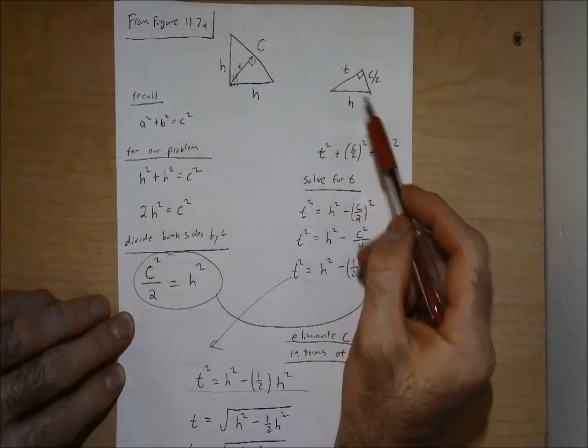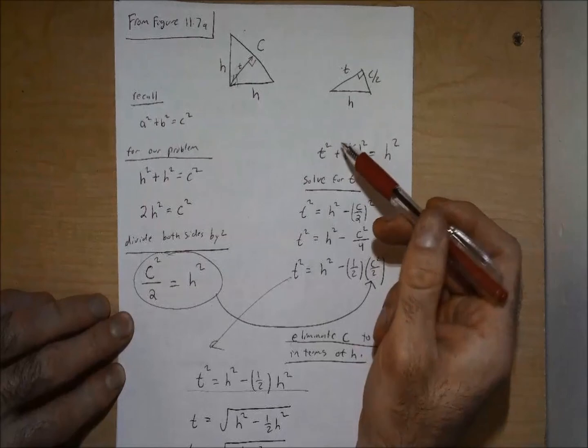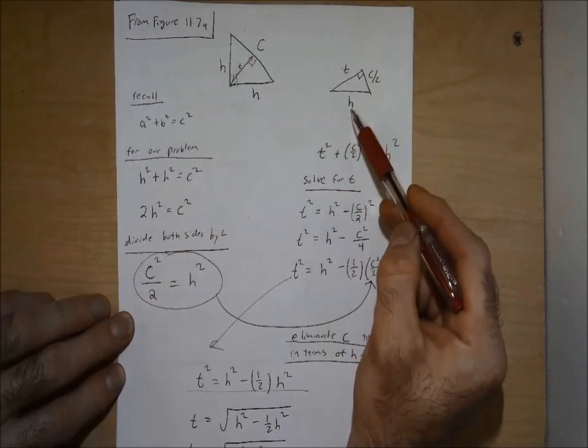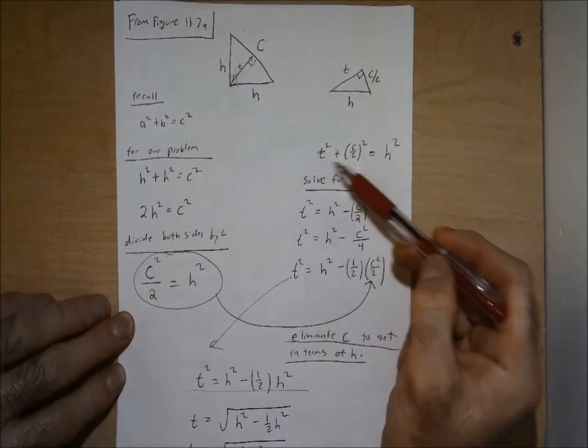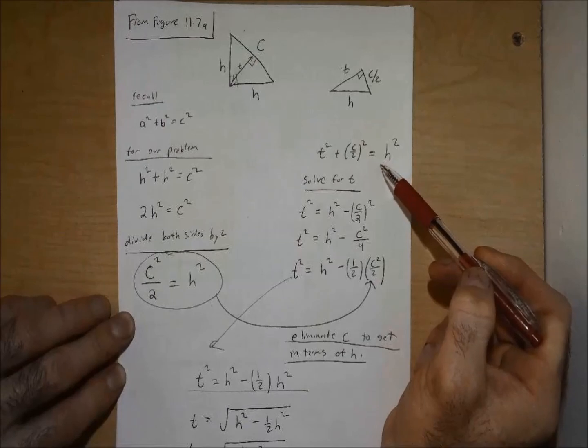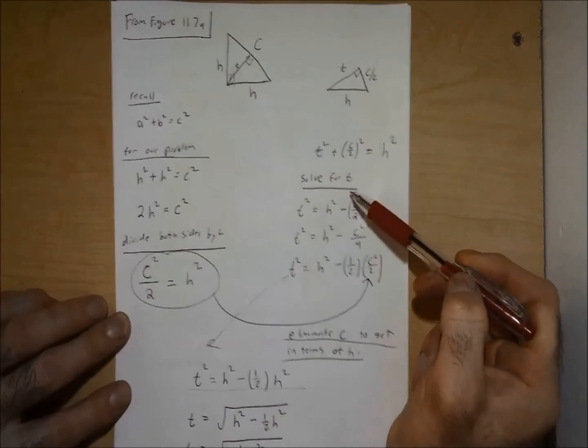Here's t. Here's h. So if I use Pythagorean's theorem here, I can say that t squared plus c over 2 squared is equal to h squared. So that's what I have, t squared plus this over here, c over 2 squared, is equal to h squared. Now I want to go through and solve this for t.